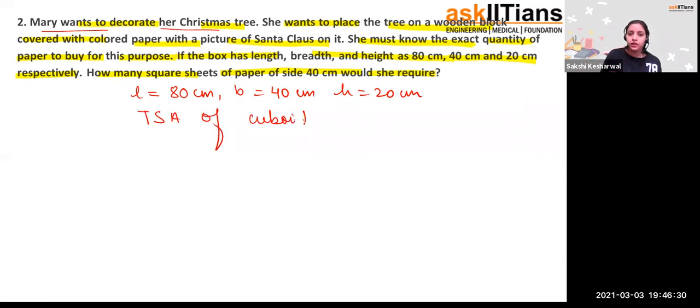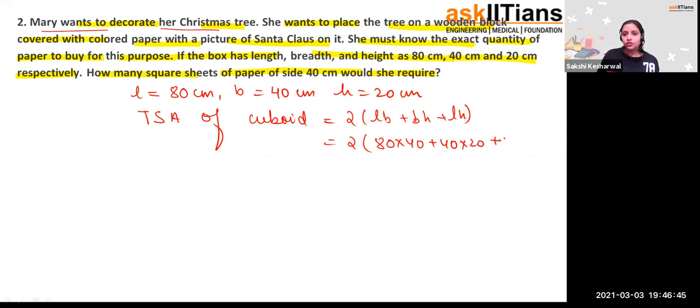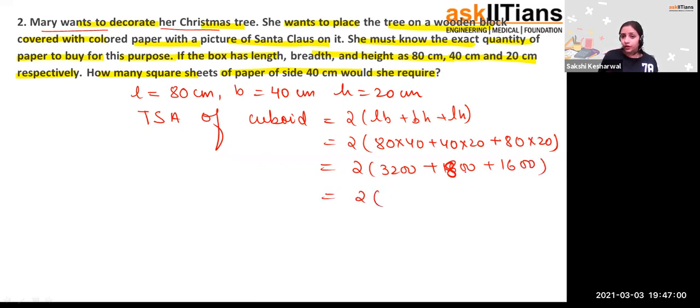TSA of a cuboid is 2 times (LB plus BH plus LH), right? So this is equals to 2 times (80 into 40 plus 40 into 20 plus LH, which is 80 into 20), right? So you just solve it. It is 2 into (3200 plus 1600 plus 800). You just add it up. So 2 into 5600. So this is equals to 2 into 5600.